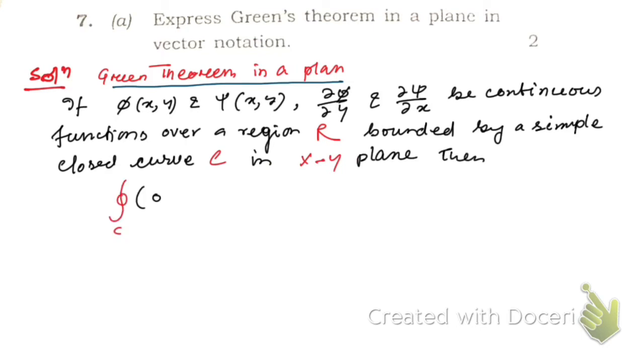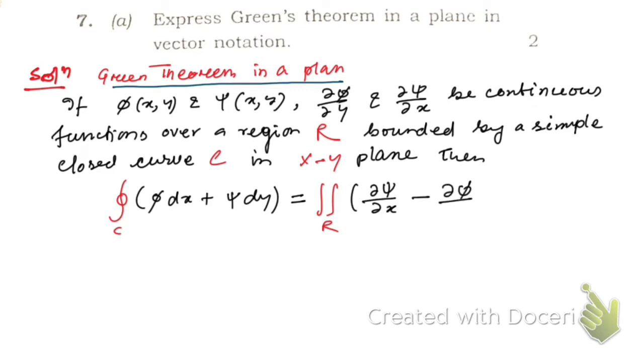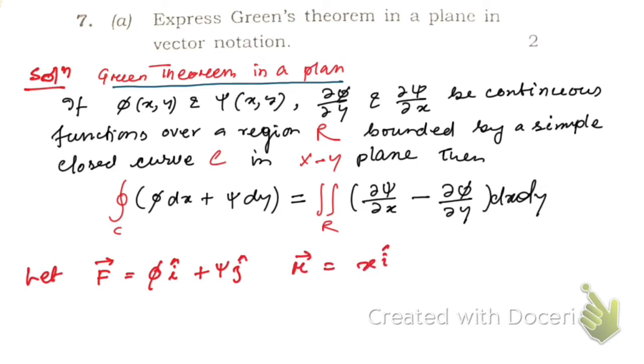Then the integral along the closed curve C of phi dx plus psi dy is equal to the surface integral over the region R of del psi by del x minus del phi by del y dx dy. So let us consider that vector F is phi i cap plus psi j cap, and r is x i cap plus y j cap, that is the position vector. So dr is dx i cap plus dy j cap.